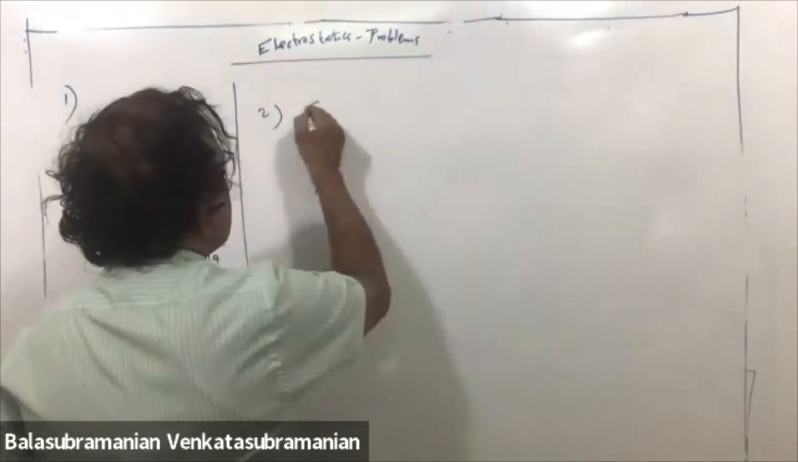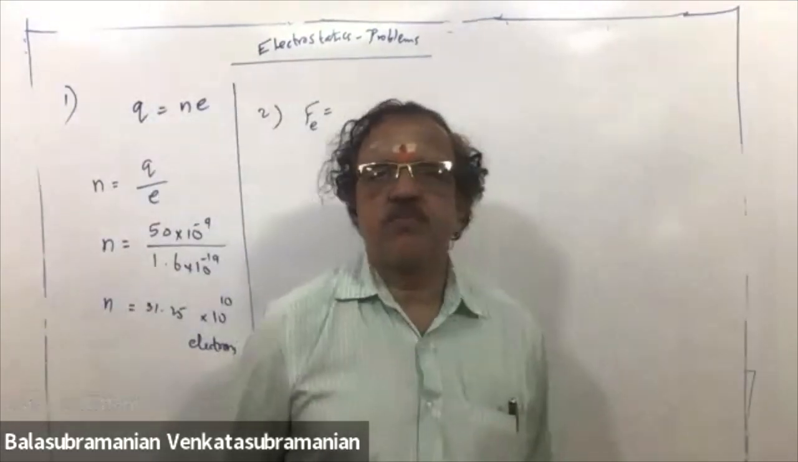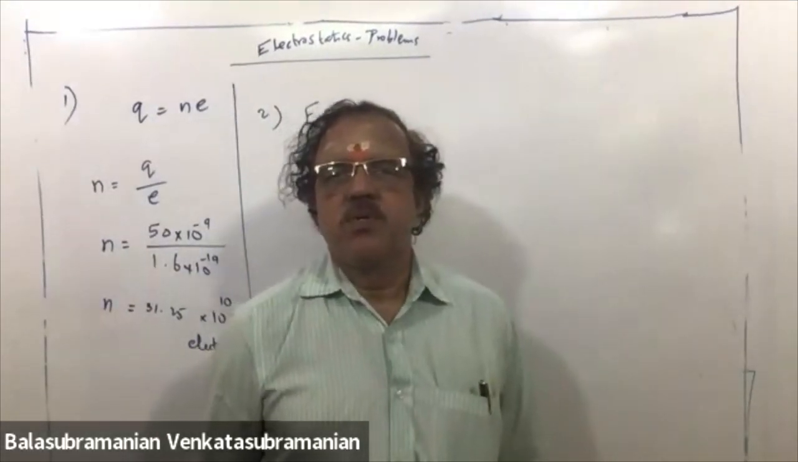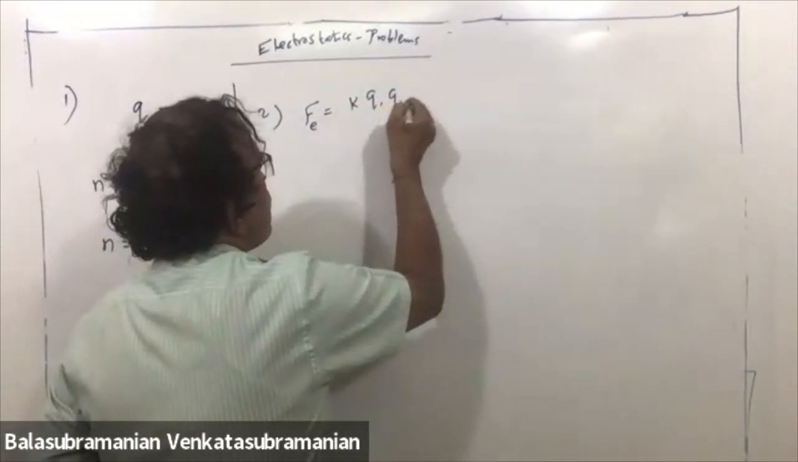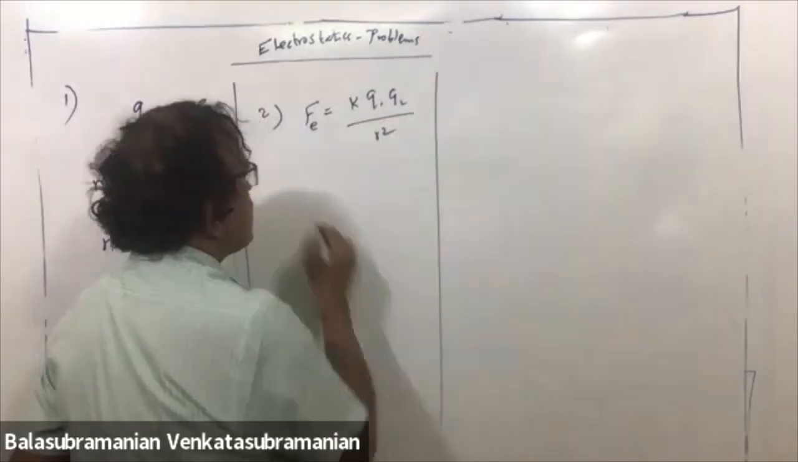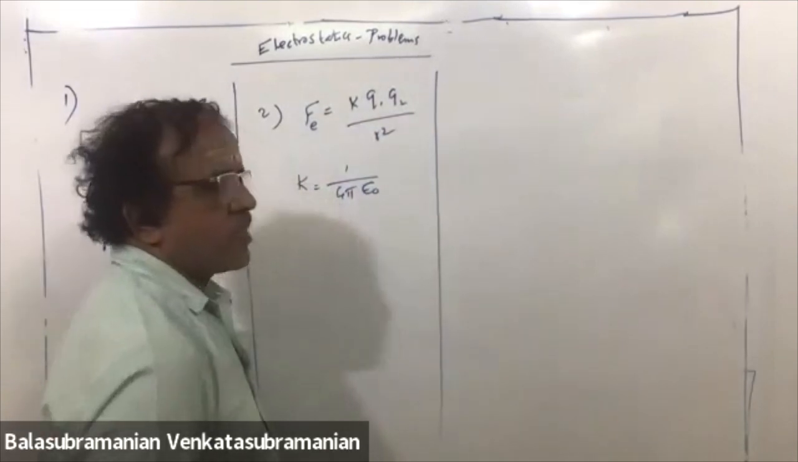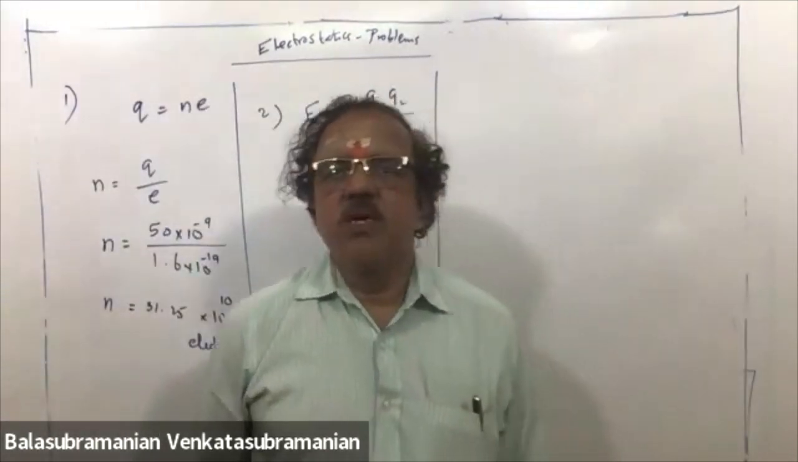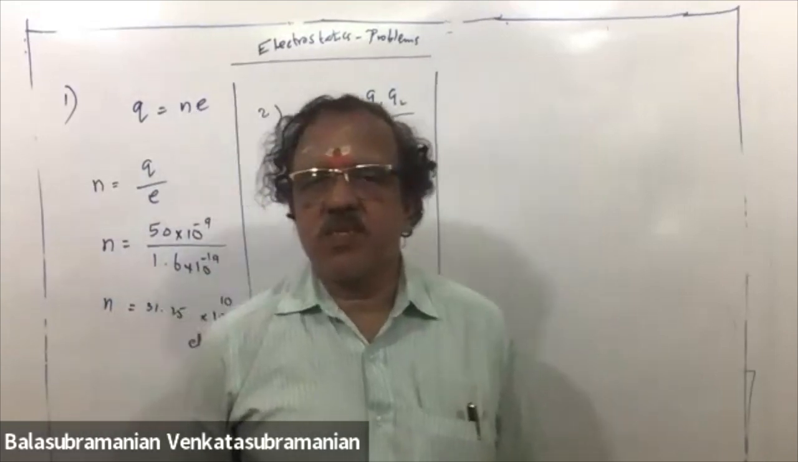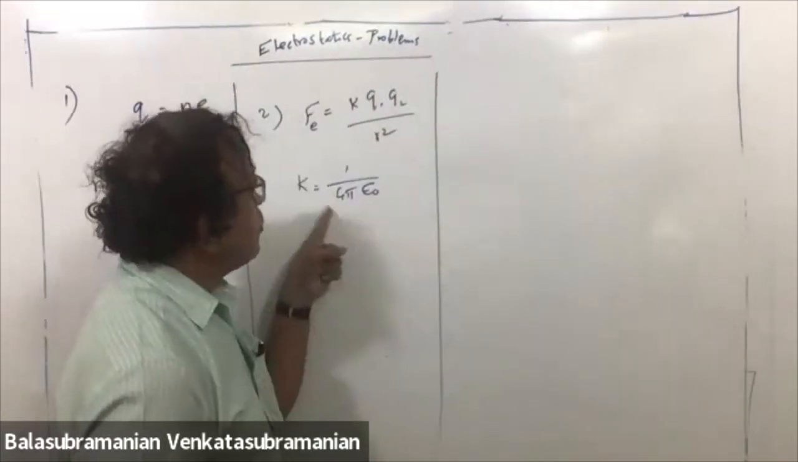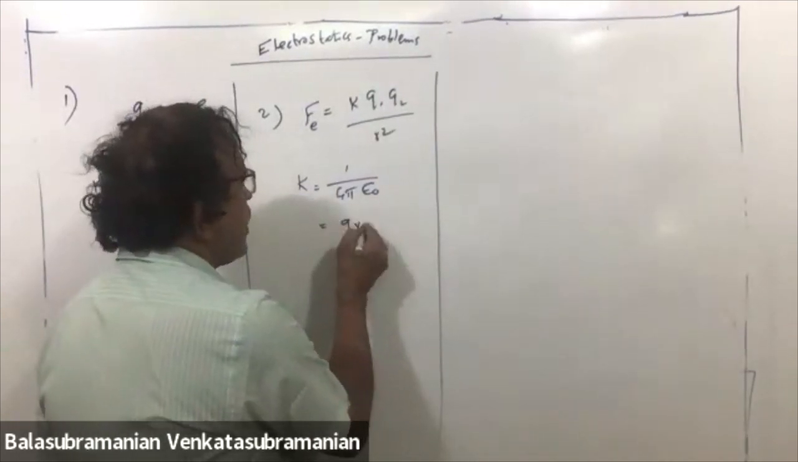Generally, Coulomb's inverse square law for electrostatic force is F equal to K Q1 Q2 by R square, where this K is 1 by 4 pi epsilon naught. Epsilon naught is a constant, 8.854 into 10 power minus 12. You substitute and then calculate the value of K, that is 9 into 10 power 9.